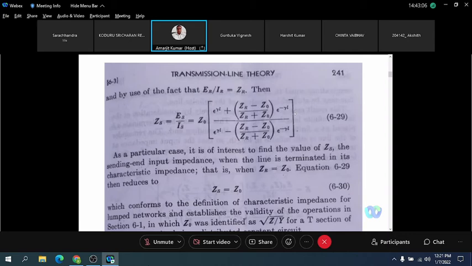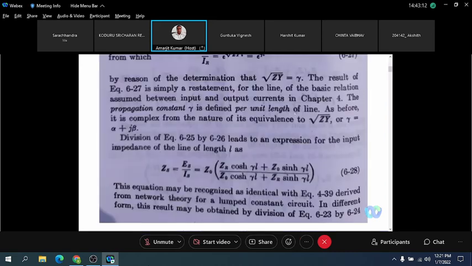Now, if ZR is equal to Z naught, what will be the input impedance? You put here ZR equal to Z naught, and ZS equals Z naught. Very nice. So basically, ZR is equal to Z naught, and the input impedance is also equal to the characteristic impedance, and that must be there for a symmetrical network.